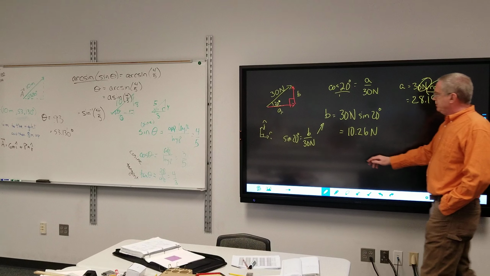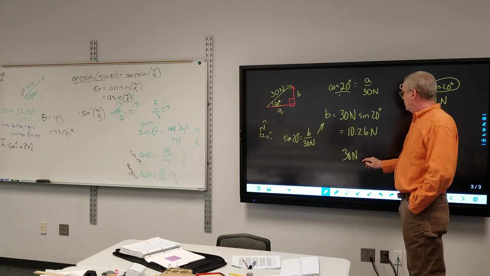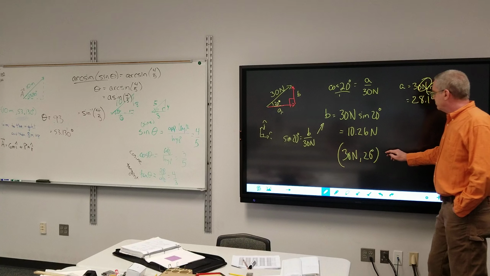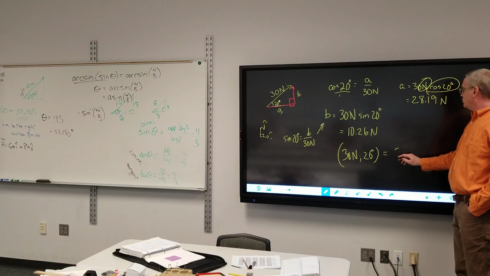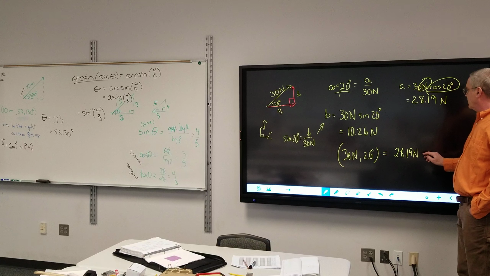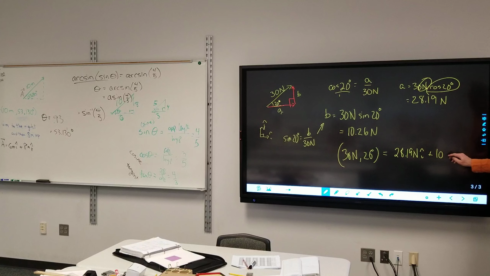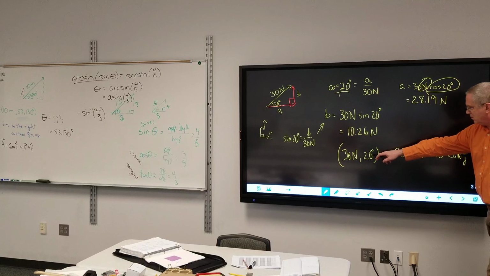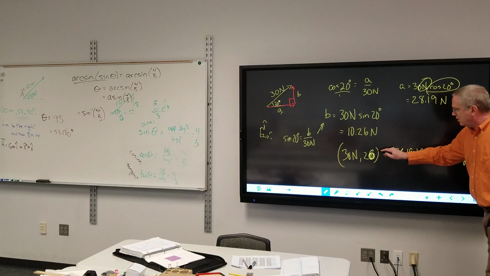So my vector, 30 newtons, 20 degrees, is the same thing as 28.19 newtons I hat plus 10.26 newtons J hat. They're equal to each other, it's just two forms of the same vector. Is that a 26 or a 20? I can't tell. The one after 30 N. That's 20 degrees. Okay, thank you.